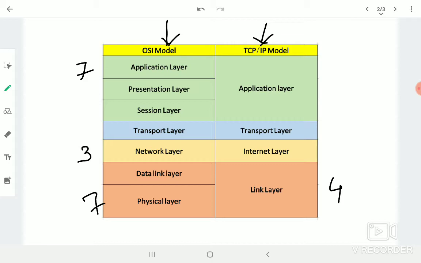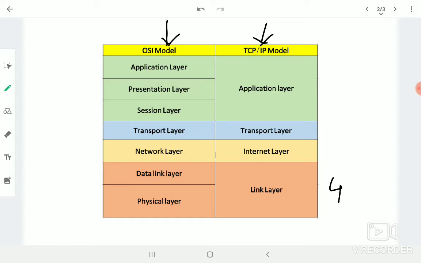But it is very important to understand how network communication works with the help of these models. So I'll start with the OSI model. Let me grab my eraser and I will just remove some text over here. All right. So let's start with the first layer.